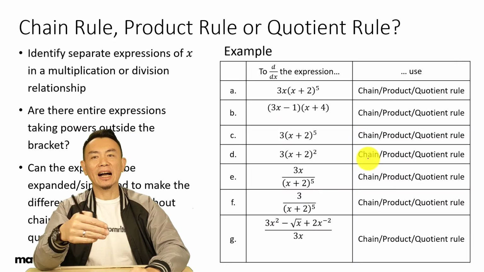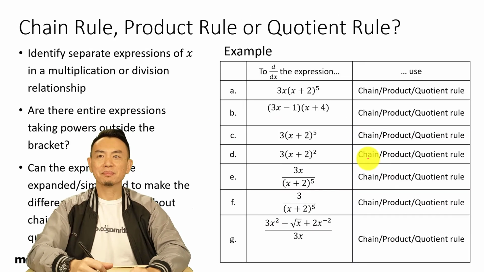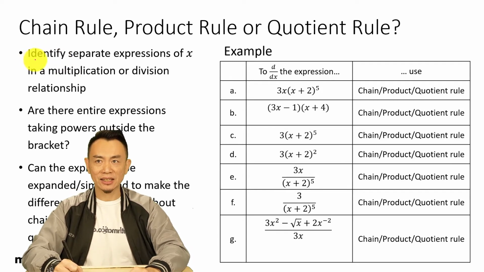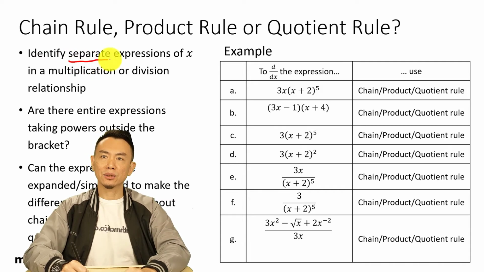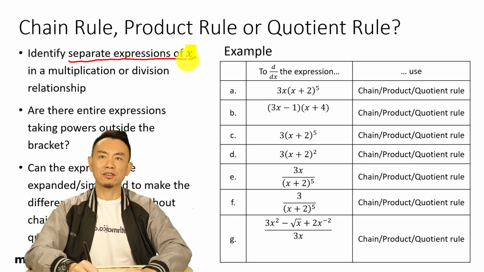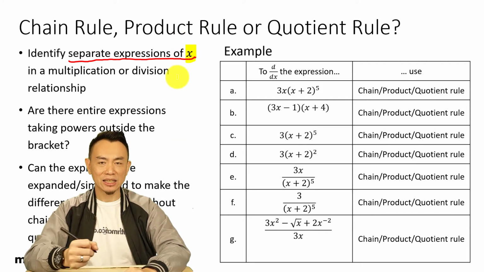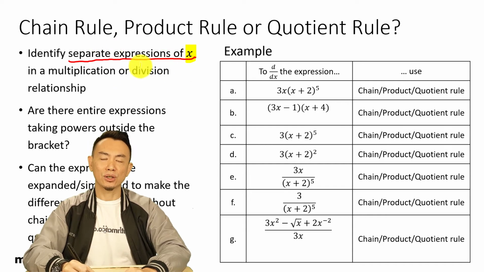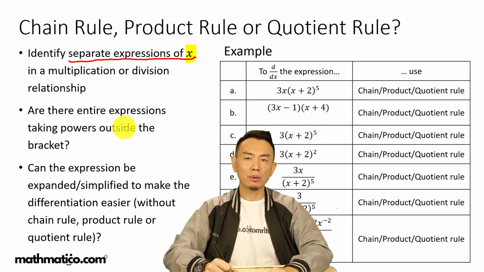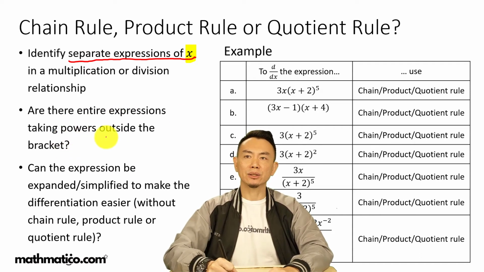Now that we understand how chain rule, product rule, and quotient rule work, when we come to a question, we have to know how we will identify each question to recognize them and to apply the correct formula. Step 1 is to identify separate expressions of x in either a multiplication or division relationship. So this is the important thing. You must check out for separate expressions of x. They must be expressions of x. If it's not expressions of x, it's just a constant, then you don't consider them as a separate expression. Are there entire expressions taking powers outside the bracket? If there is, then you need to apply chain rule.